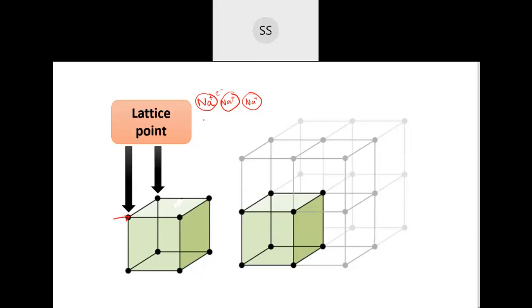But if I'm talking about a molecular solid, where constituent particles can be atoms or molecules, then this lattice point can be occupied by either atoms, molecules or ions.